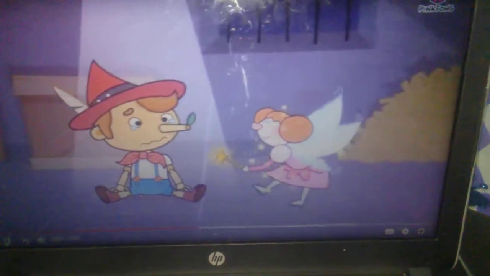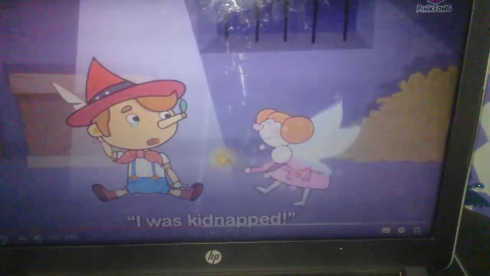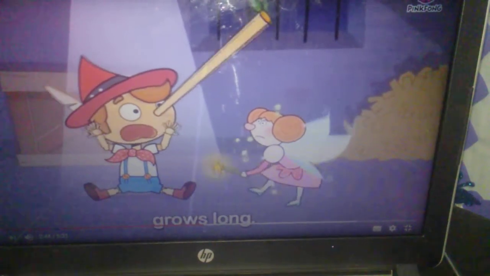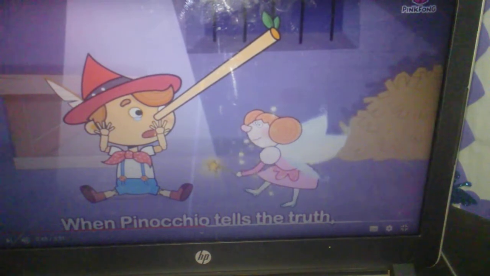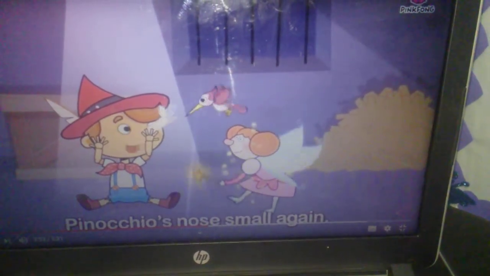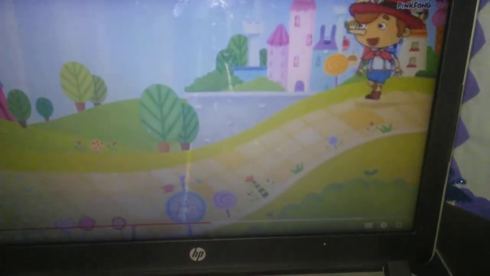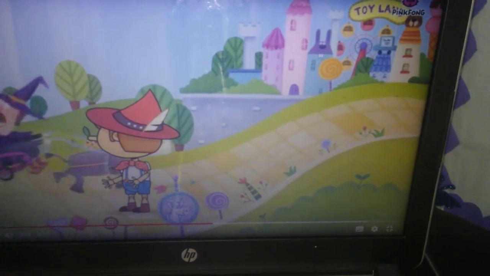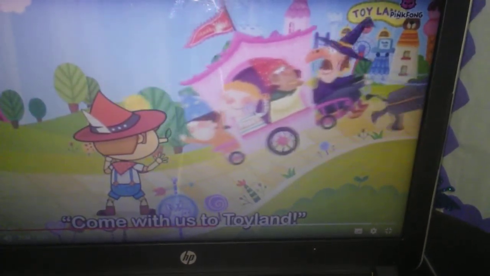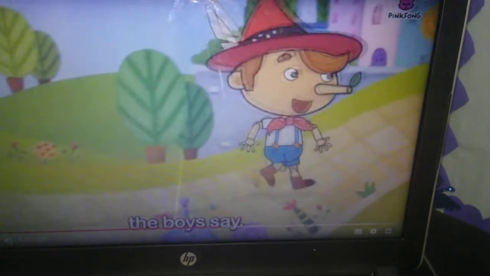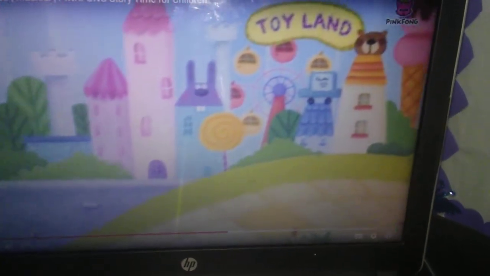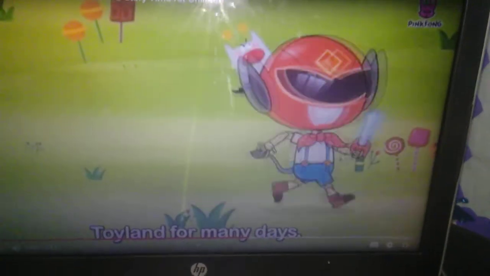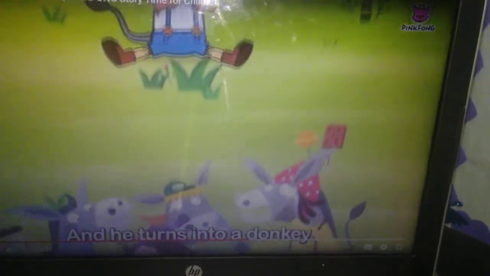The fairy appears. Pinocchio lies to her. "I was kidnapped." Suddenly, Pinocchio's nose grows long. When Pinocchio tells the truth, a woodpecker makes Pinocchio's nose small again. Pinocchio runs home, but then he meets boys in a wagon. "Come with us to Toyland," the boys say, so Pinocchio follows them. Toyland. Pinocchio plays at Toyland for many days, and he turns into a donkey.